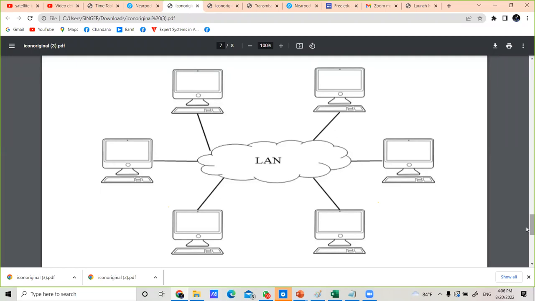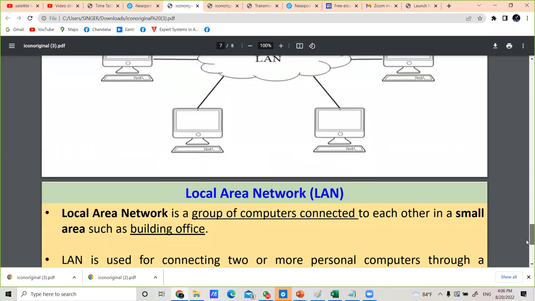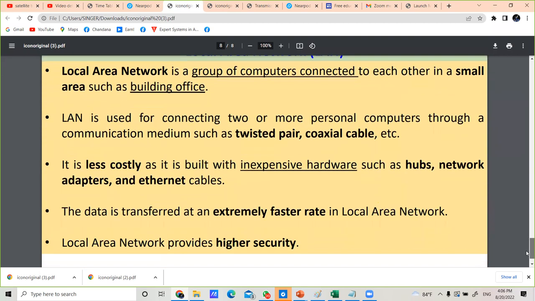The first thing you want to understand is that it is limited to a small area. That is why it's called local area network. Only a few computers can be connected. Right? Local area network is much more suitable for establishing a computer network system within a room or building. Then look at some features here.